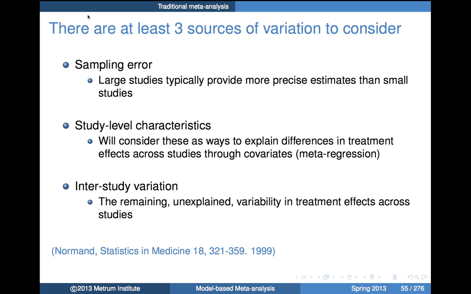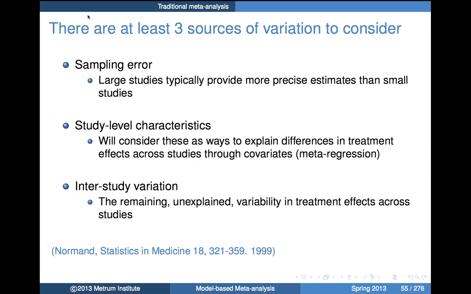So that sampling error, you can think of that bigger studies are going to provide more precise estimates, smaller standard errors than small studies. And so a big study should give us an estimate that's closer to the truth than a smaller study. In terms of study characteristics, we're going to think about those as dividing up all of the between study variability in terms of elements that we can describe through covariates or study level characteristics, and when we get to meta-regression, that's what we'll be doing, as well as all of the remaining unexplained variability in treatment effects across studies.